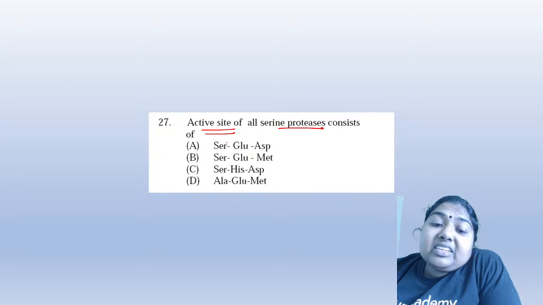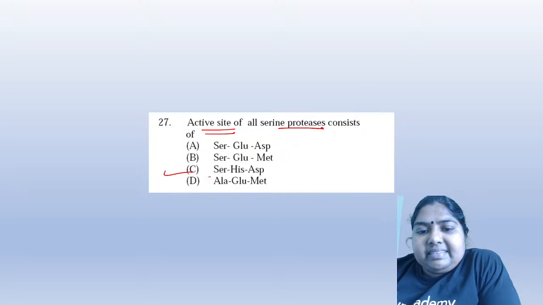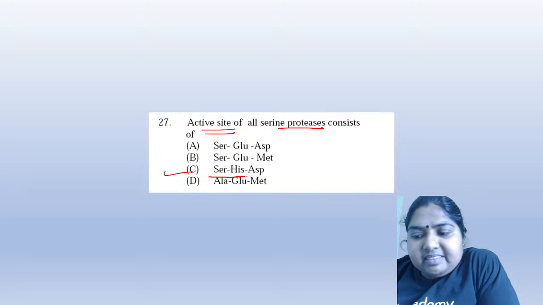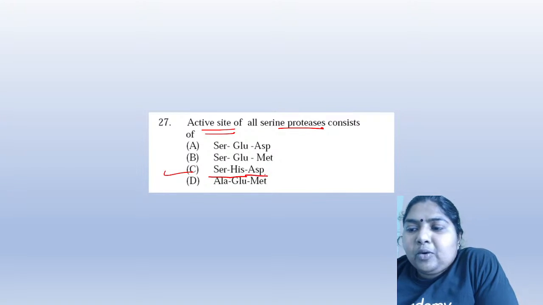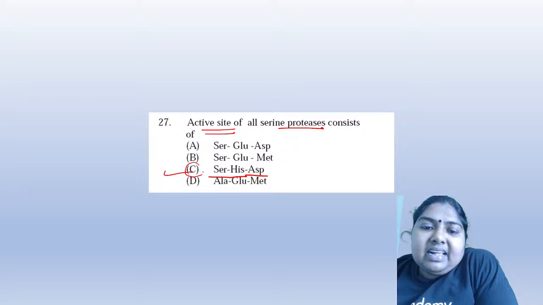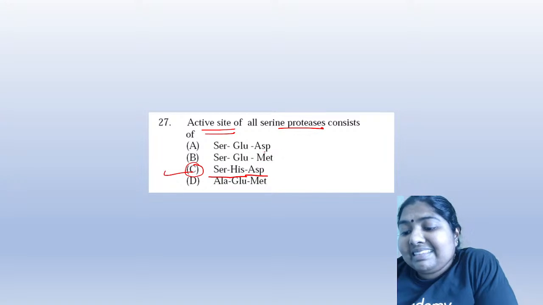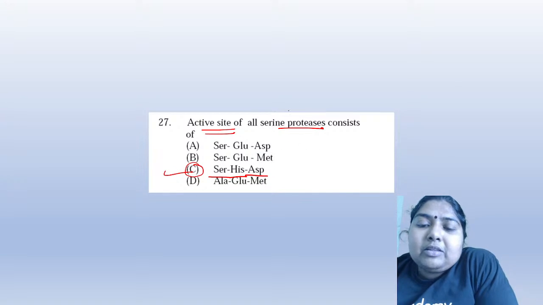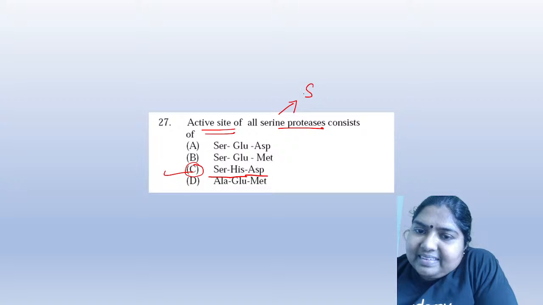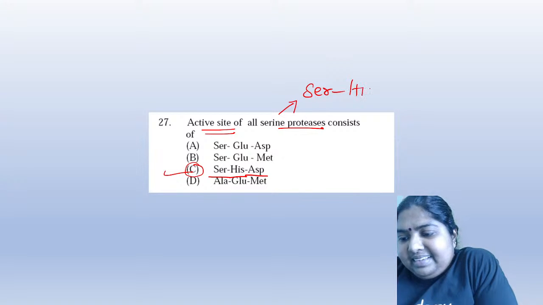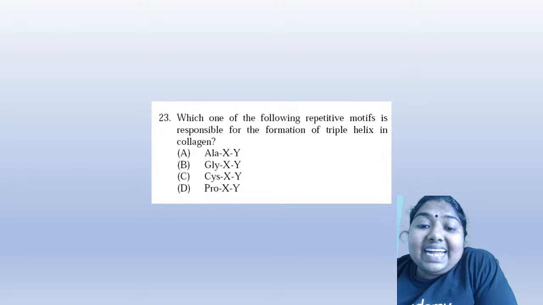So your serine proteases are going to contain a serine residue, a histidine residue and aspartic acid. Okay, right? So serine, histidine, aspartic acid. Exactly, this is the active site of all the serine proteases. So what is the active site of serine proteases? Serine, histidine as well as aspartic acid. A very, very important and a direct question.